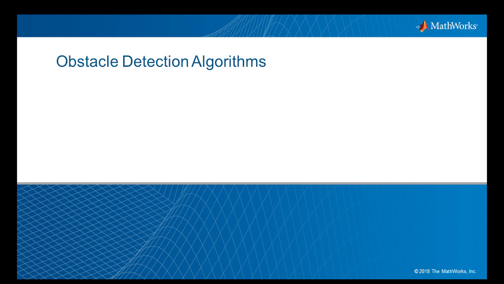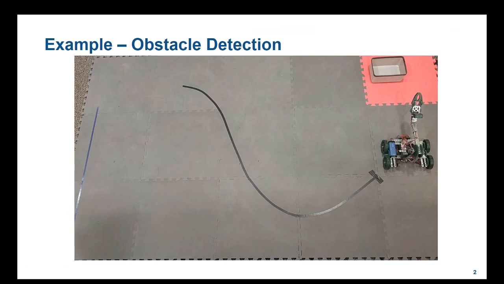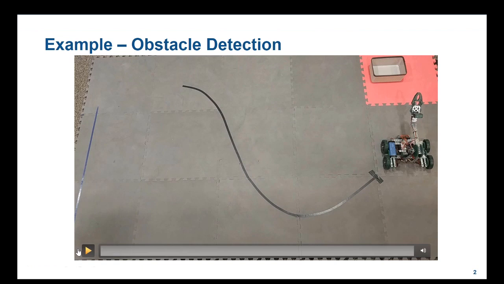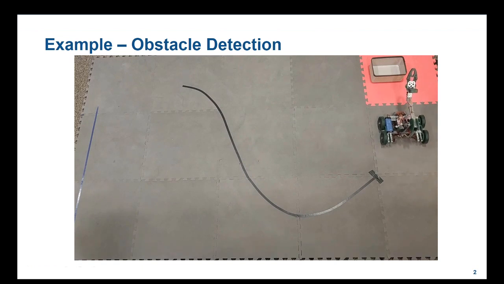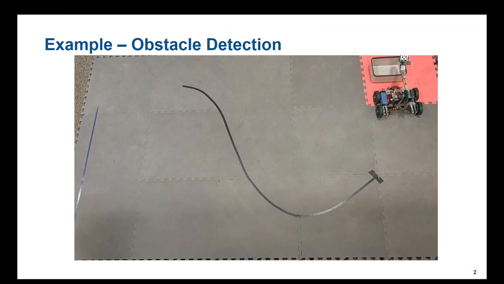In this video, we are going to learn about obstacle detection algorithms. Here is the example that we are going to use to learn how to design obstacle detection algorithms. We have our robot in this map. It needs to keep going forward until it is 10 centimeters or 0.1 meter away from this basket here.